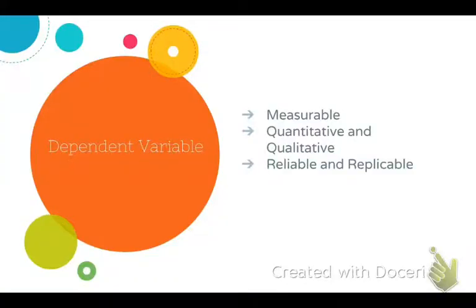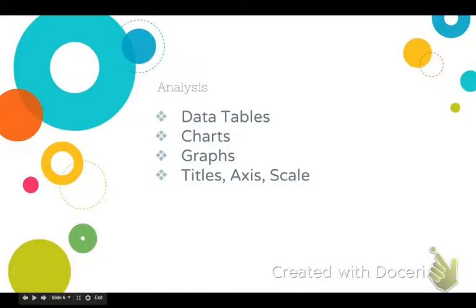Okay, so again, we're looking for reliable and replicable data, because in science, you give your journal for peer review, and then your peers take that information and try to do the same experiment to see if they get the same results. And then finally, we're going to do some analysis. As your data is charts, graphs, titles, axes, and scales. The scales and the axes are very, very important.